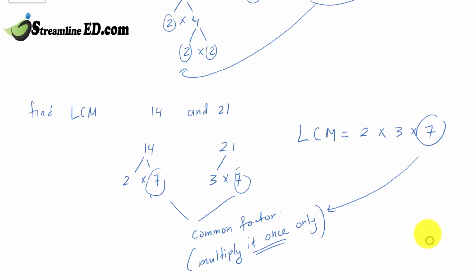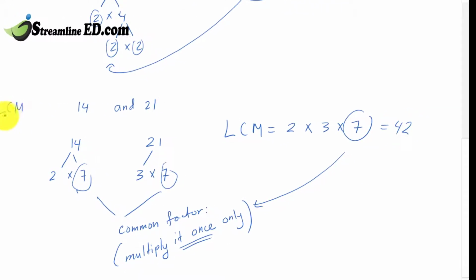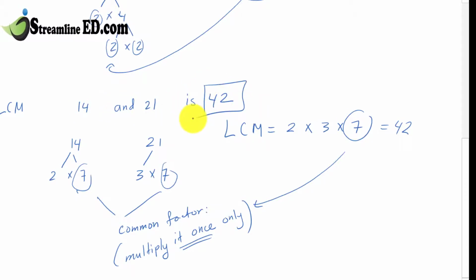So what's 2 times 3? Well, 2 times 3 is 6. What's 6 times 7? That is equal to 42. And there you go. So the least common multiple of 14 and 21 is, what is it? It's 42. So that is how you use prime factorization to find the least common multiple of any numbers. Just be very careful when you have a common factor between two numbers. Multiply it once only.